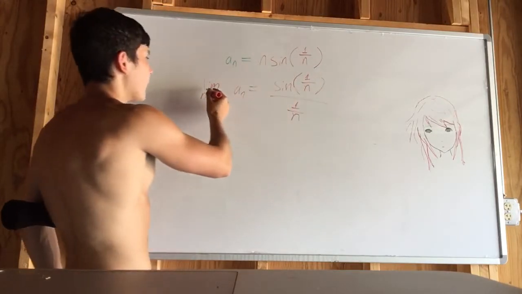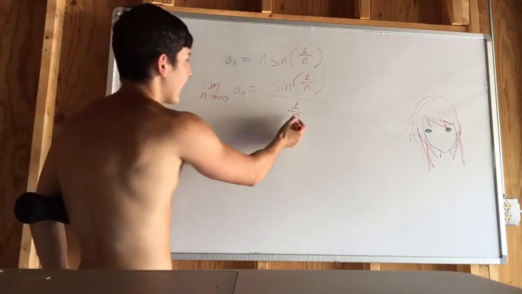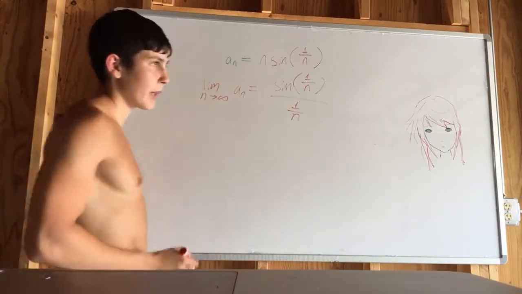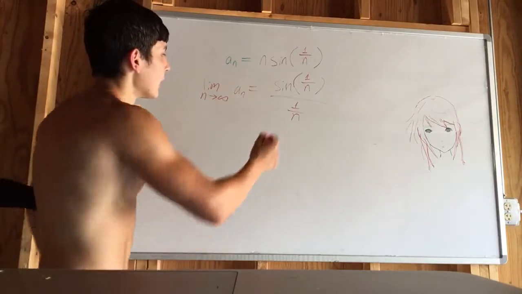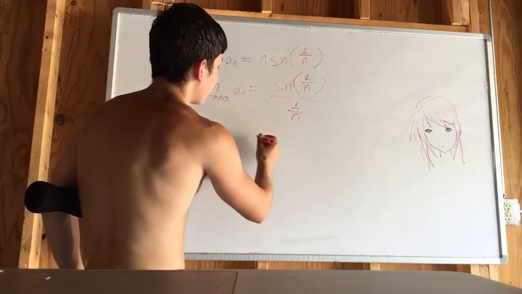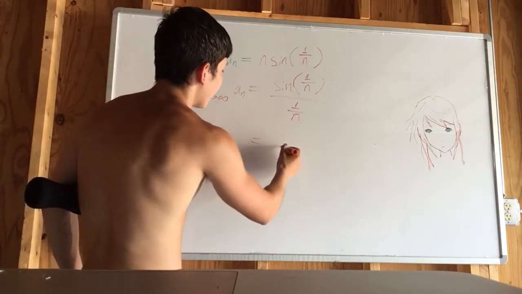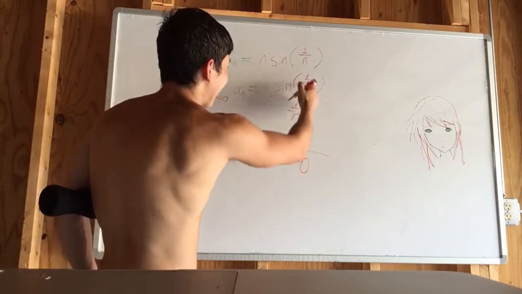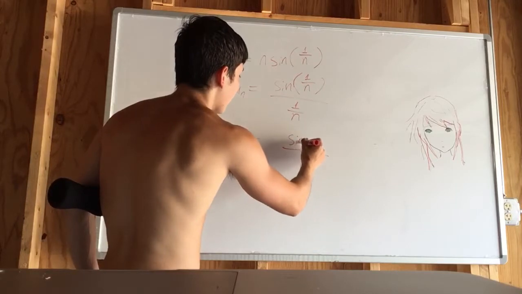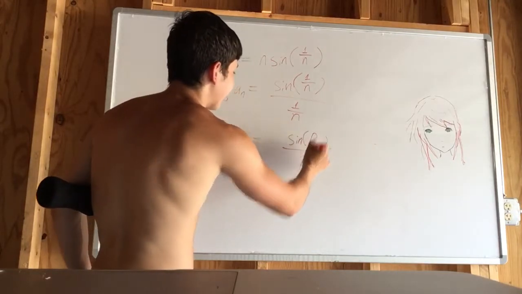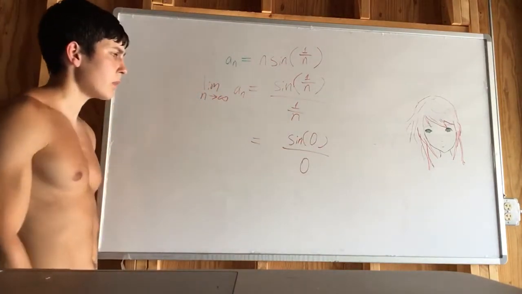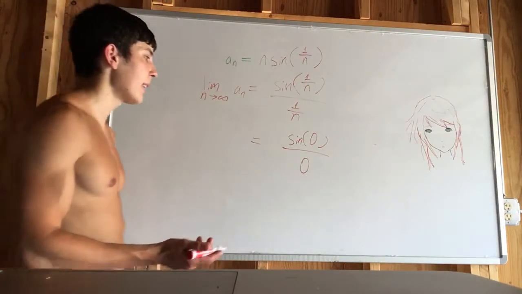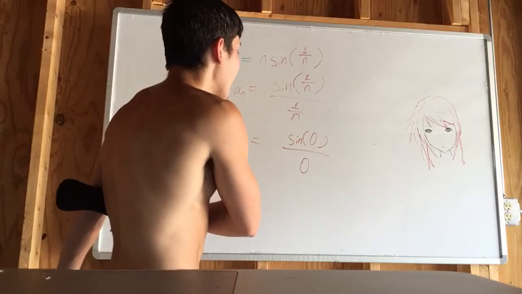And if we take the limit as n approaches infinity of this, we let n go to infinity on this n right here, what happens? This approaches 0. So let's plug in infinity right there, and it approaches 0. And that is also approaching 0. But we can't leave it like that, right? We can't leave it like that because we're dividing by 0.